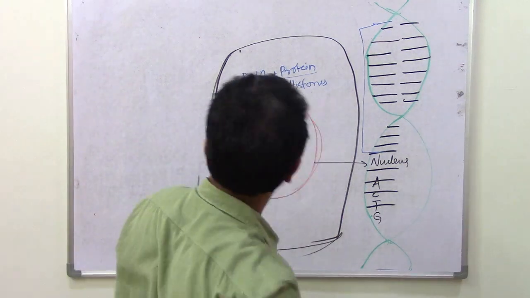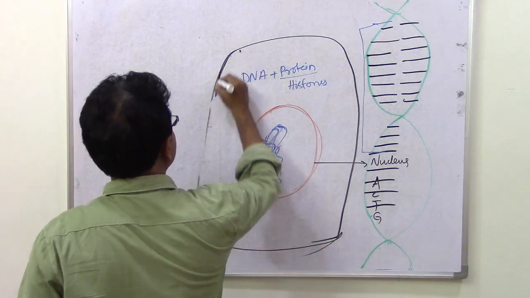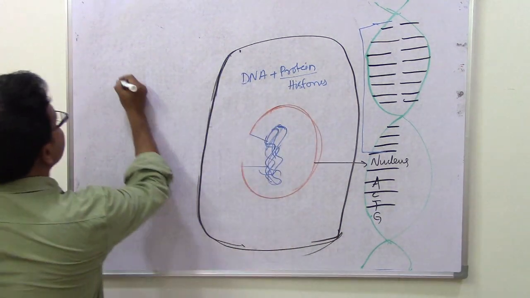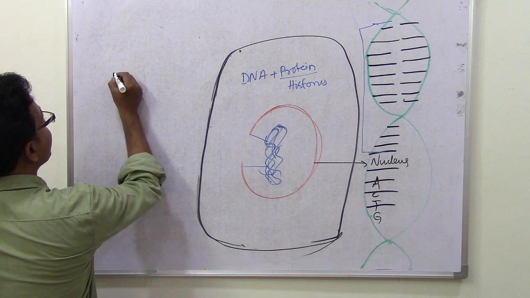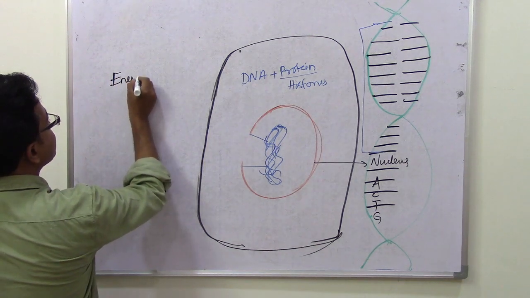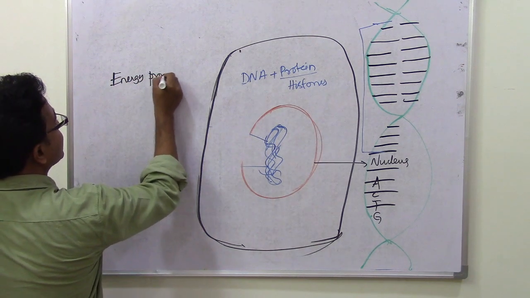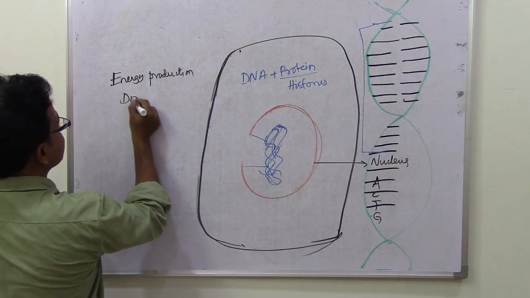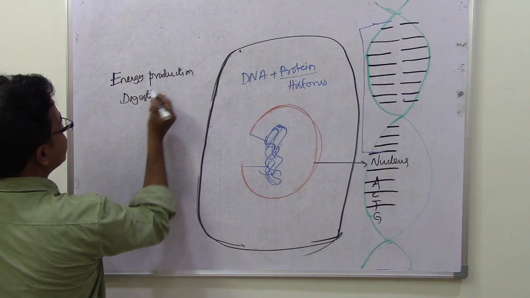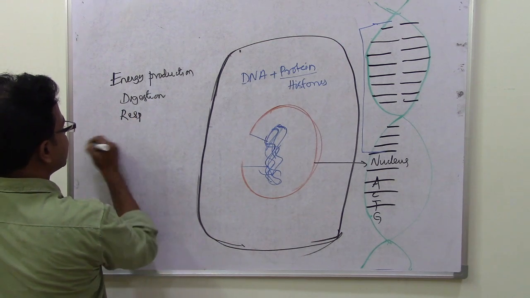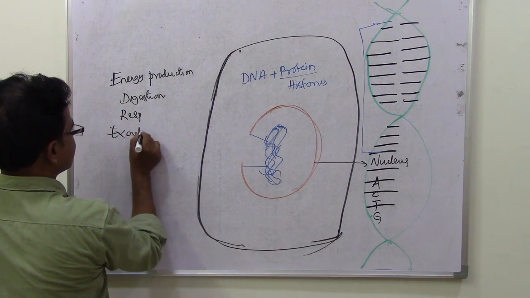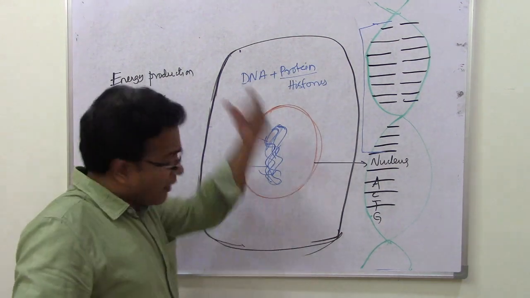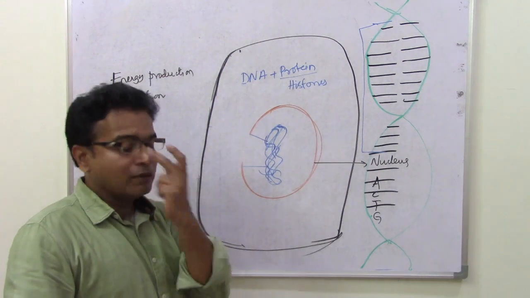Cells do different functions. A single cell is doing different functions. What are these functions? Say, for example, energy production, or digestion, respiration, excretion. Bacteria are single-celled organisms, and our body is also made up of single functional units.